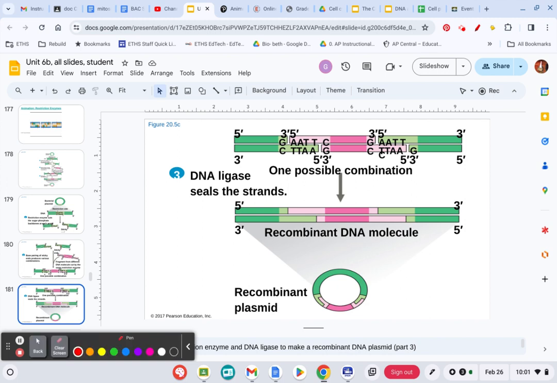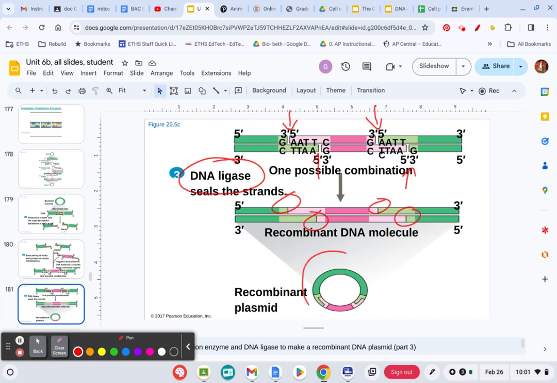But notice how if you look here, there's a little gap right here, and right here, right here, and right here. And those gaps are between the sugar of one piece and the phosphate of another. So that backbone hasn't been attached. So before you can go forward, you need to make sure that they're attached. And you do that with this DNA ligase. So that DNA ligase will seal it. So now you see there's no gaps here.